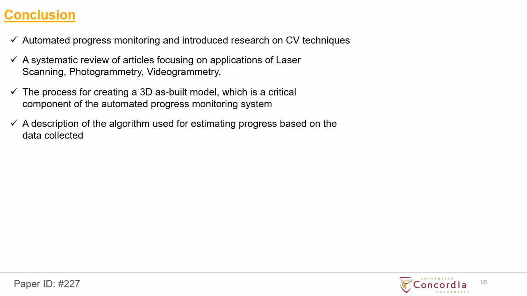Now, for the conclusion, here we achieved automated progress monitoring steps and introduced the research on computer vision techniques. We have done a systematic review of articles focusing on applications of laser scanning, photogrammetry, videogrammetry. The process for creating a 3D as-built model, which is a critical component of automated progress monitoring, was introduced, and at the end a description of algorithm used for estimating progress based on the data collected.